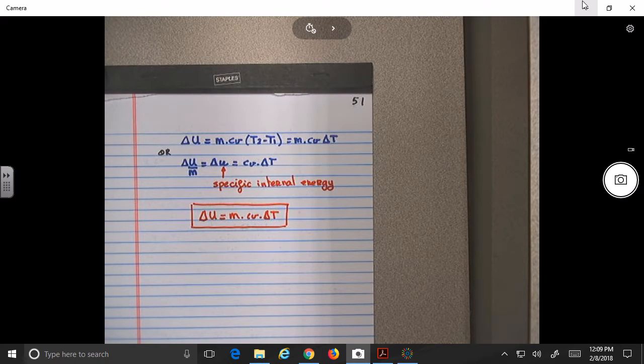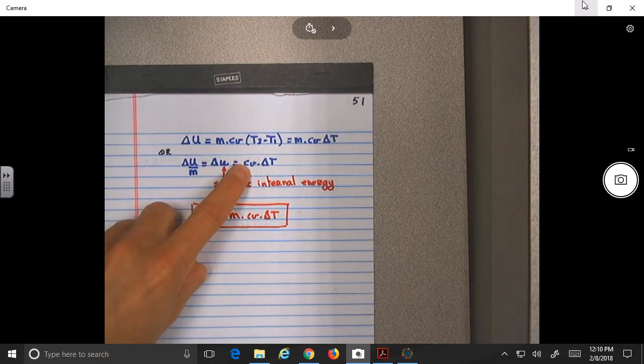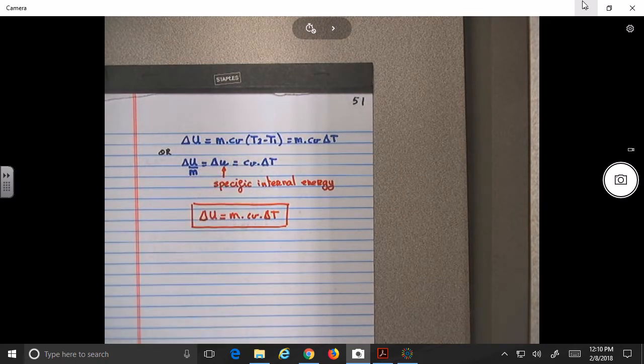So the important thing is that the Gay-Lussac experiment gave us the ability to rewrite the internal energy in terms of a constant, which is CV times delta T.